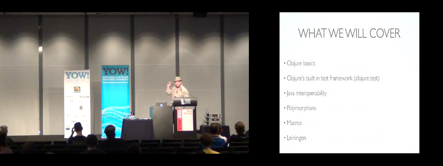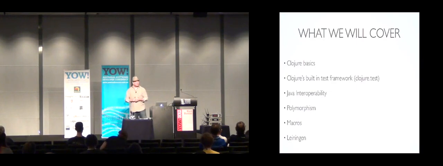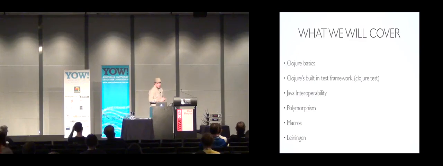So today we're going to cover the basics of Clojure. Defining functions, that kind of stuff. If you've never seen it before, we won't leave you in the dust. Clojure's built-in test framework called clojure.test. Java interop, polymorphism, macros, and Leiningen. Leiningen being the build tool, kind of a wrapper around Maven.